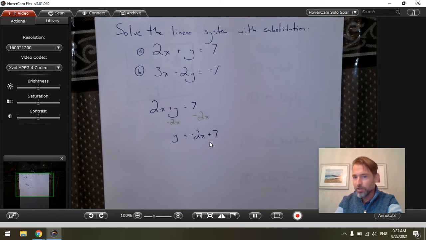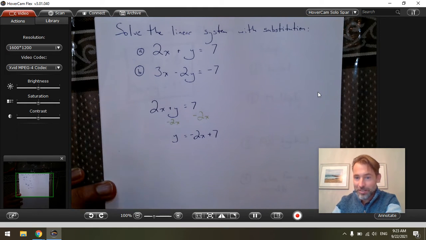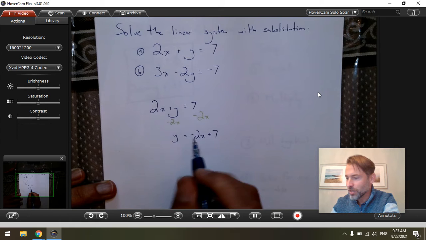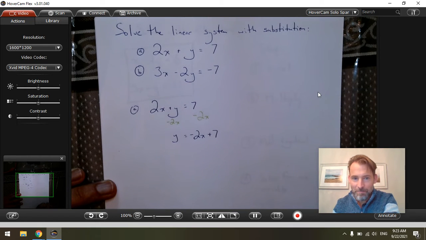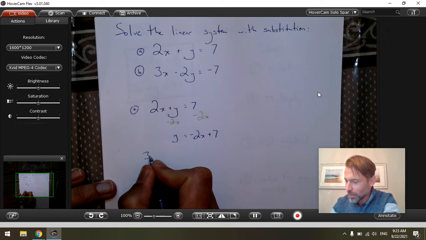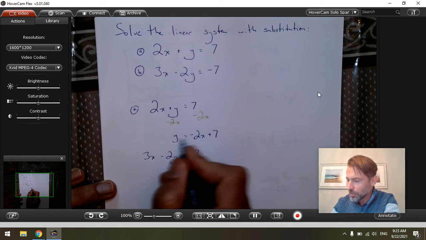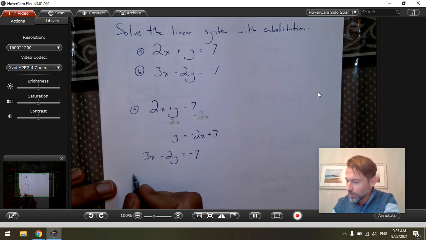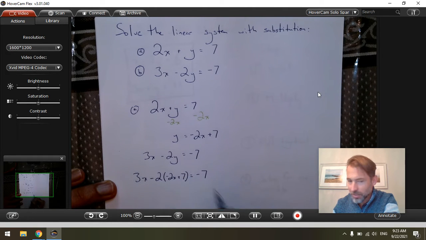So I now have my equation rearranged for y. And there it is. So let's take that and substitute it into the opposite equation. I need to remember this is a rearrangement of A, so I want to substitute that into B. So let's write B down. 3x minus 2y is equal to negative 7. I'm going to substitute this in here. 3x minus 2 multiplied by negative 2x plus 7 is equal to negative 7.